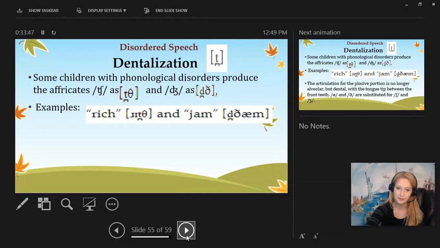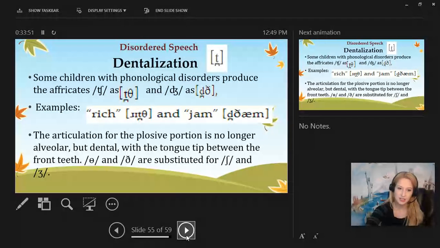Rith, and them. The articulation for the plosive portion is no longer alveolar but dental, with the tongue tip between the front teeth. So these two sounds are substituted for other sounds. Then you get the th sound.